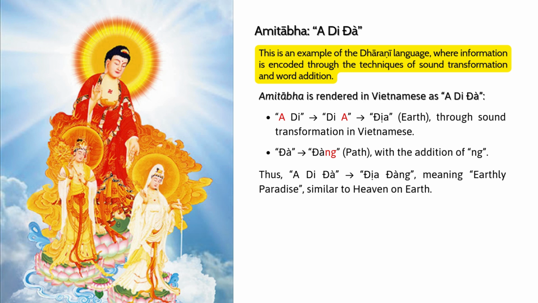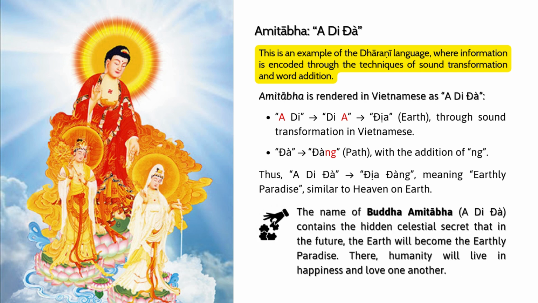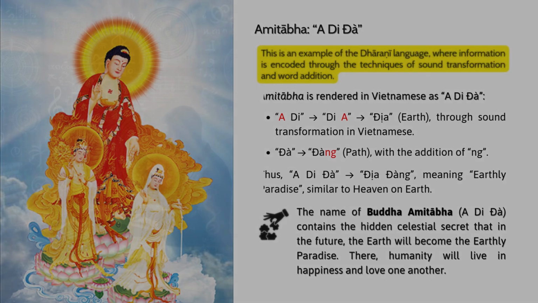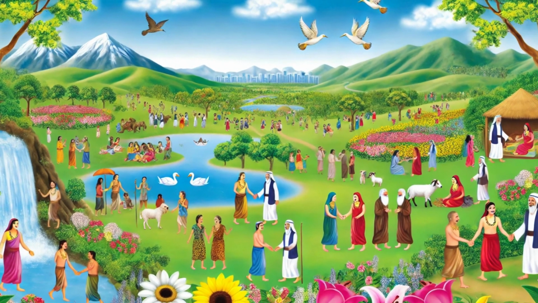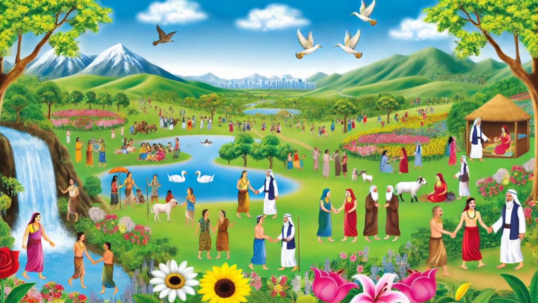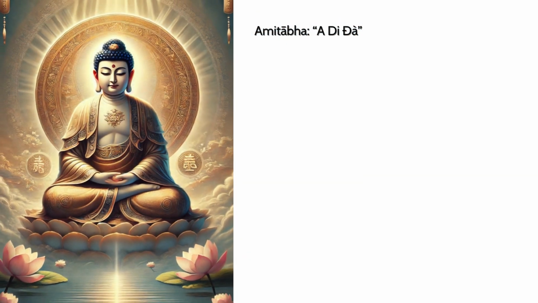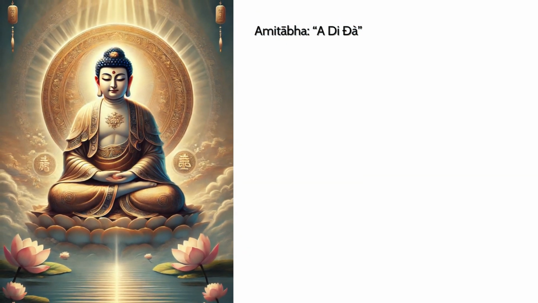Therefore, the name of Buddha Amitabha, Adida, contains the hidden celestial secret that in the future, the earth will become the earthly paradise. There, humanity will live in happiness and love one another. Additionally, within the name of Buddha Amitabha, Adida, lies the secret of his true identity. To uncover this secret, we need to combine it with knowledge from Christianity.